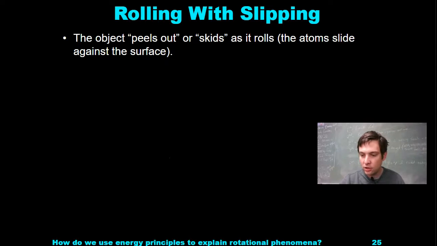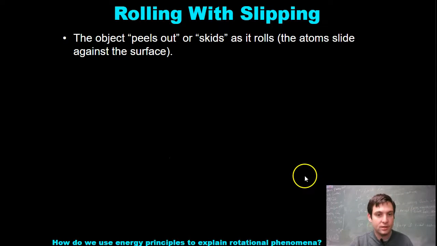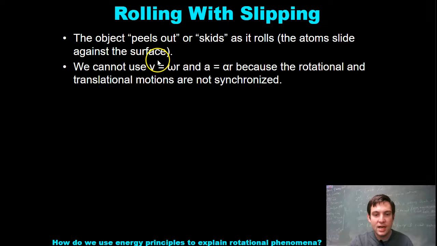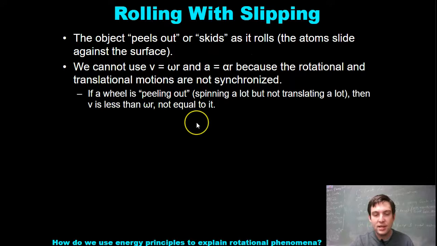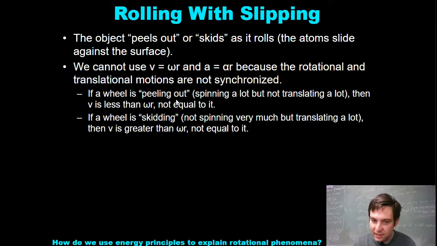Meanwhile, if we are rolling with slipping, the object peels out or skids, and the atoms slide against the surface, rubbing the two surfaces together. We cannot use these two equations because the rotational and translational motions are not synchronized. If a wheel is peeling out, spinning a lot but not translating a lot, then v is less than omega times r, not equal to it. If a wheel is skidding, which is not spinning very much but translating a lot, then the velocity is greater than omega times r, not equal to it.